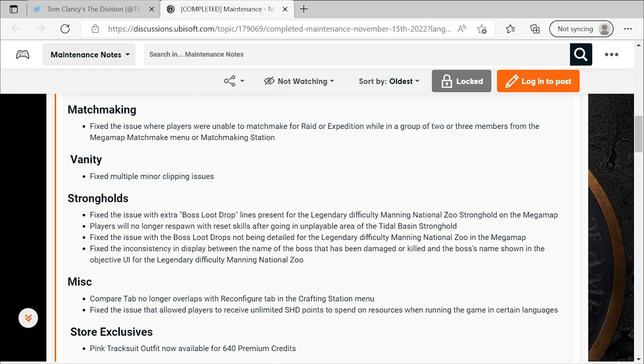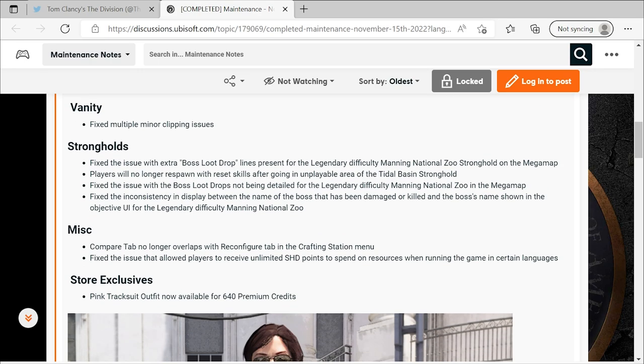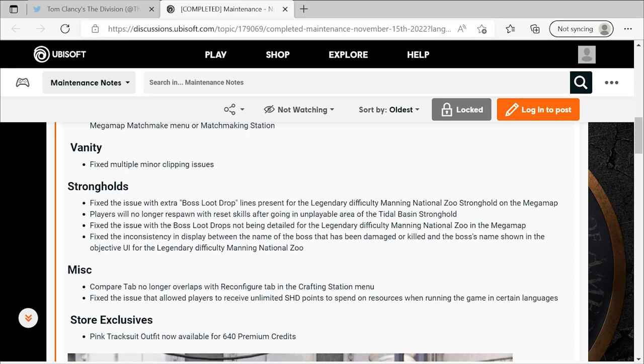With matchmaking, they fixed an issue where people were unable to matchmake for raids or expeditions while in a group. I can read that there, but glad that's sorted. For Vanity, they fixed multiple minor clipping issues. I believe there were some issues with some of the SHD Paragon items from the most recent apparel event, but hopefully that has all been sorted out.